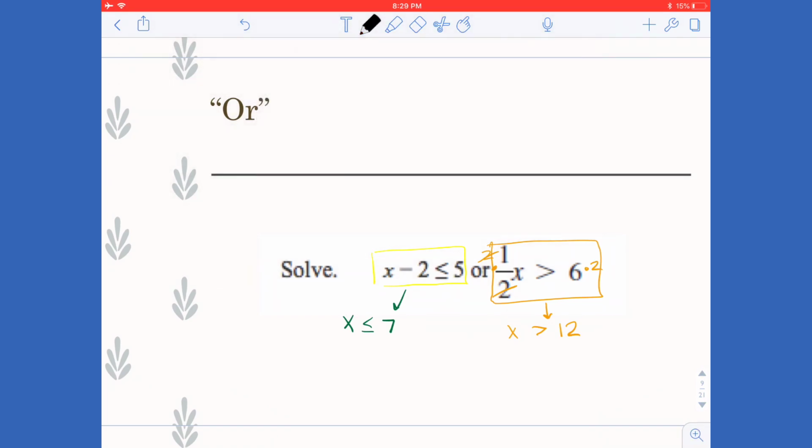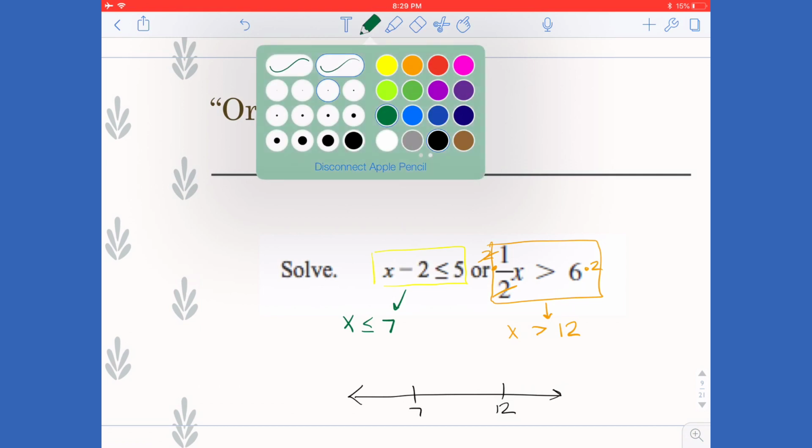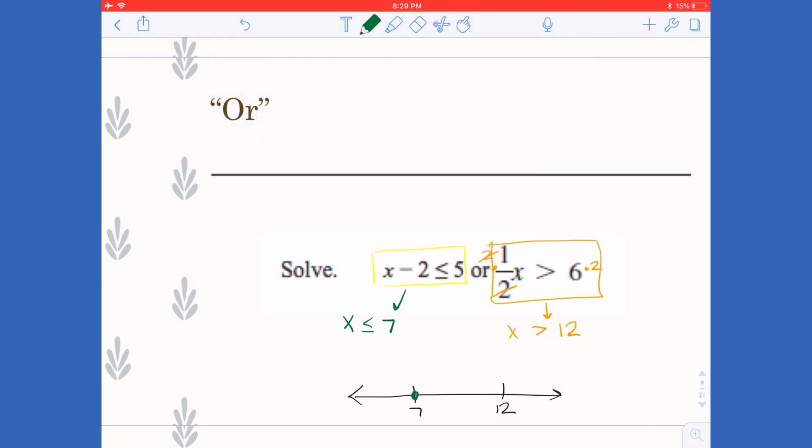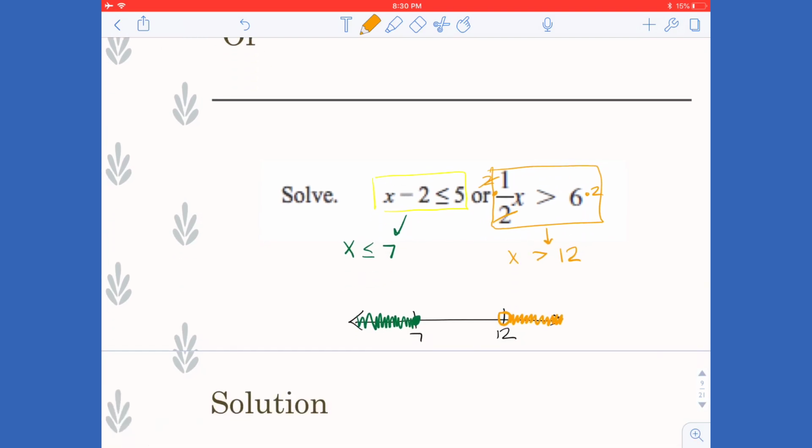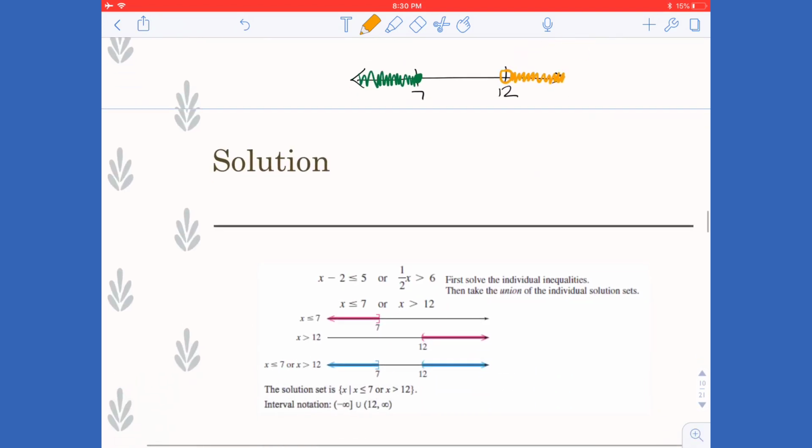And so what's interesting is that if I put this on a number line, so I have the number 7 and the number 12, for the very first inequality, x is less than or equal to 7, I care about the value 7 and all the values that are smaller than it. And then for the second inequality, I do not care about 12, but I'm looking at all the solutions to the right. So when you have OR statements, it's interesting because a lot of times your solution sets are going in opposite directions, and that's why we call these disjoint inequalities. We don't want to put them together.